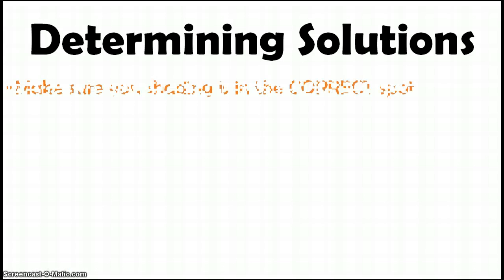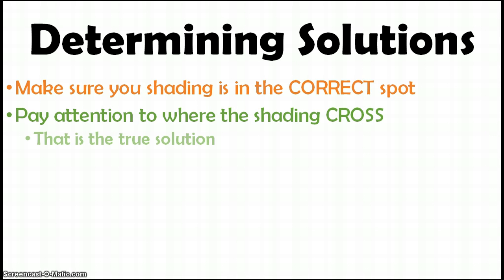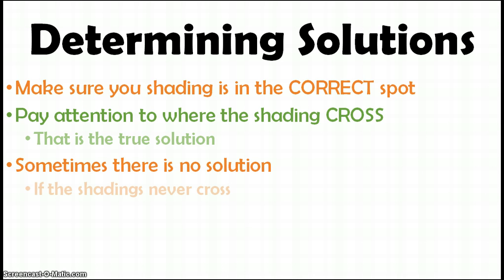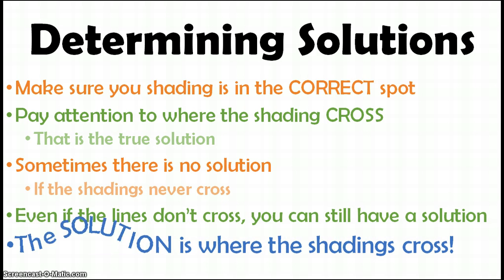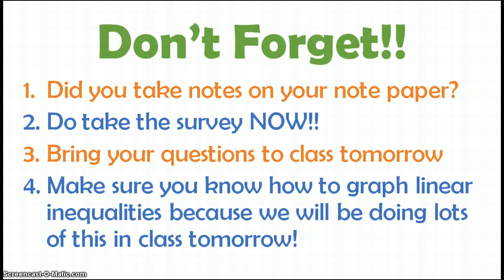Alright, so when we're determining solutions, make sure your shading is correct, because if your shading is not correct, then these lines and solutions are going to be completely wrong. Pay attention to where the shadings cross. This is the true solution. It's no longer just where the lines are, but it's where the shading is. Sometimes there is no solution. If the shadings never cross, no solution. Even if the lines don't cross, you can still have a solution like we just saw in that last one. So please make sure you're looking at the shading and where the shadings cross, not where the lines cross.